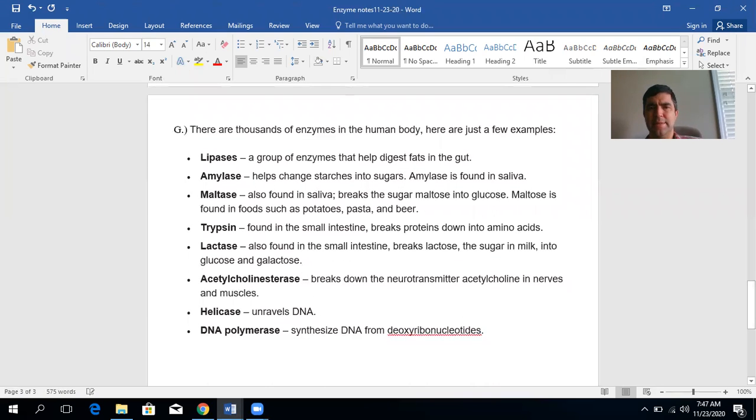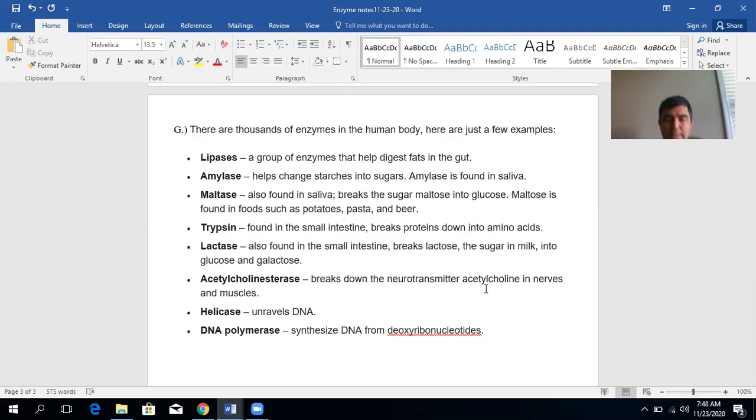Here are some enzymes. There are thousands of enzymes in the human body, but here are just a couple. Lipases are a group of enzymes that help digest fats. Amylase is in your saliva, and it helps break down starches like in potatoes and makes them into simple sugars. DNA polymerase synthesizes DNA from deoxyribonucleotides. If you look at all these, most of these enzymes end with what three letters? They all end with A's.